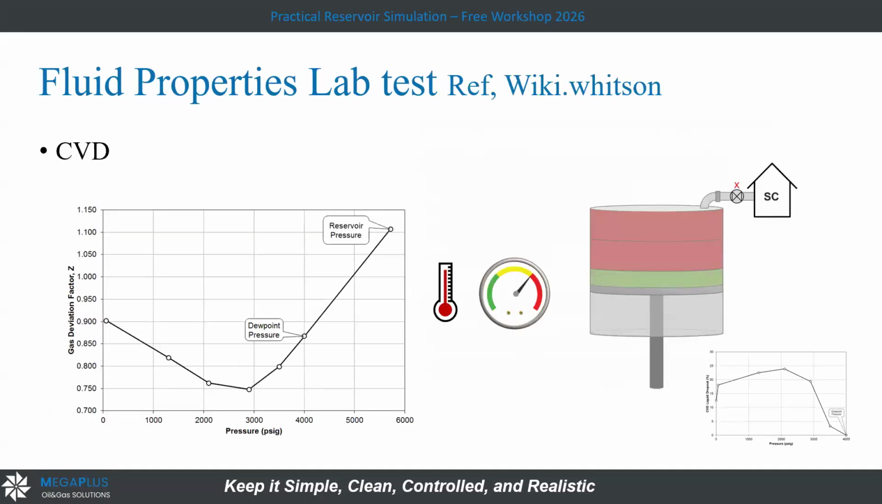So the third part, as an example, is in the gas condensate reservoir, not the oil. Here we have a gas condensate, the CVD, constant volume depletion. We also have here a gas reservoir, as you see in red, and then we are going to decrease the pressure.